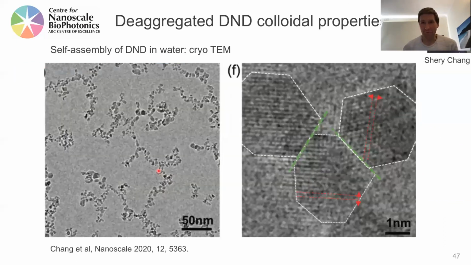But also something that really interests me a lot is the colloidal properties of detonation nanodiamonds, but increasingly also fluorescent nanodiamonds. And this is a project that was led by Sherry, and we published a paper earlier this year in Nanoscale, where we looked at the self-assembly, dynamic self-assembly of these deaggregated detonation nanodiamonds in water. And Sherry took some really cool cryo-TEM images that show these amazing structures that you can see here in vitrified water.